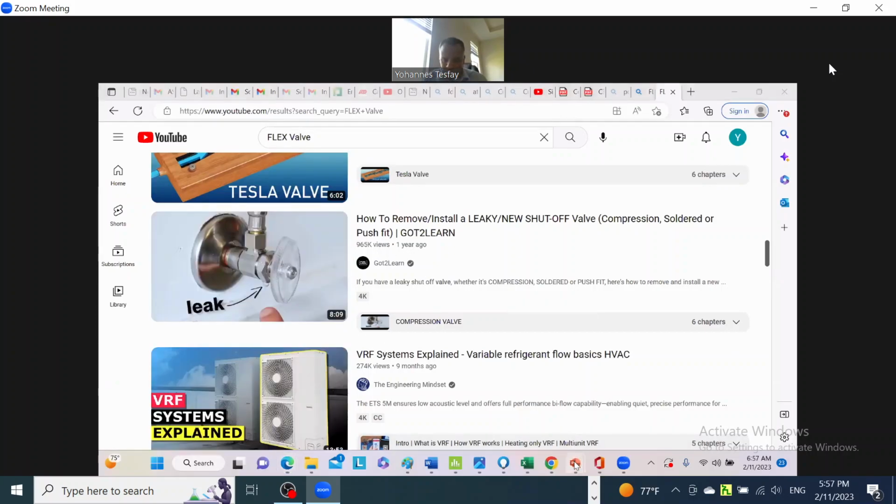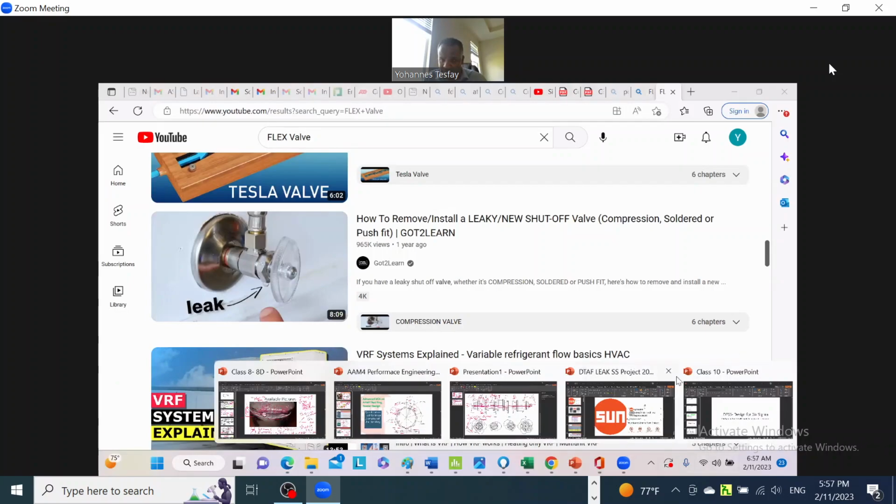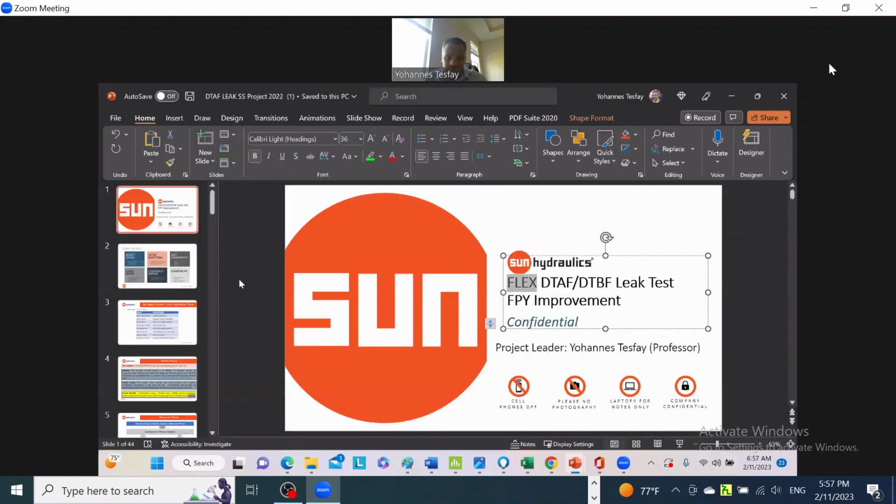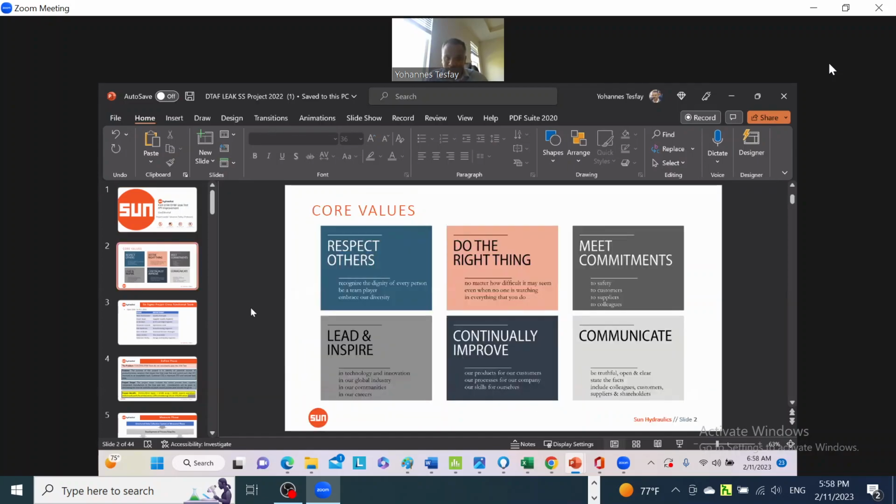So I'll show you what it is. Then you're going to learn from that. So this is a part, DTDF and DTDBF. Those are the part numbers. So it is a project that's going to be utilized to solve a leak problem.